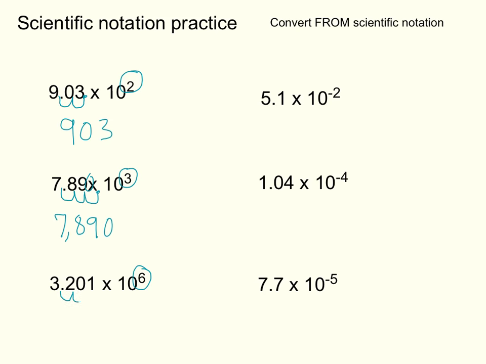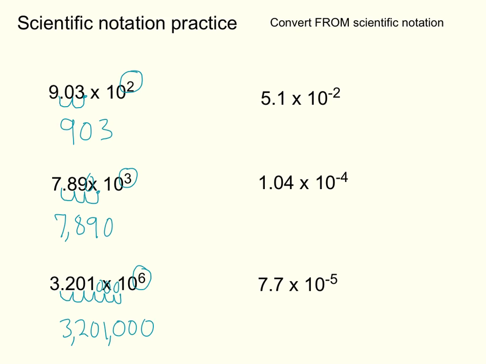Last example here on the left side, our power is positive 6, so we're going to move our decimal to the right, 1, 2, 3, 4, 5, 6. And we're going to fill in our zeros right here. So we have 3, 2, 0, 1, and then 3 zeros. So I'm going to fill in my commas. So that's my final answer.